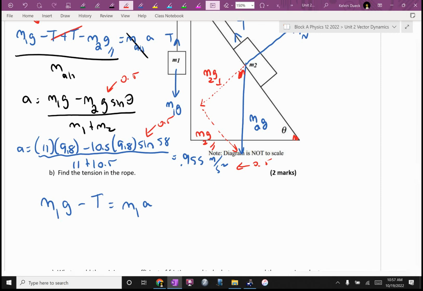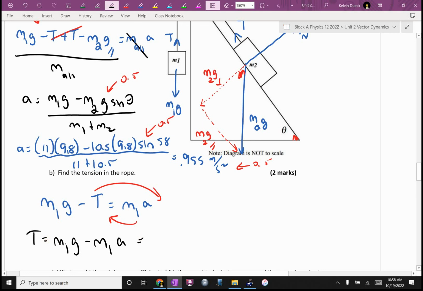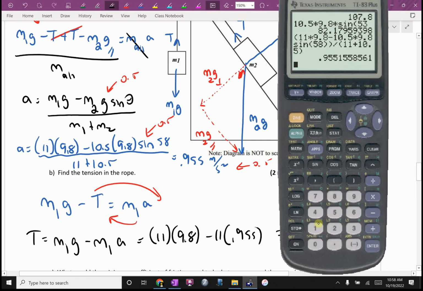I would swappy dance, and I'll get m1g minus m1a equals tension. So it's going to be m1, which was 11 times 9.8 minus 11 times 0.955. I'm going to use my answer button. 11 times 9.8 minus 11 times, answer button.